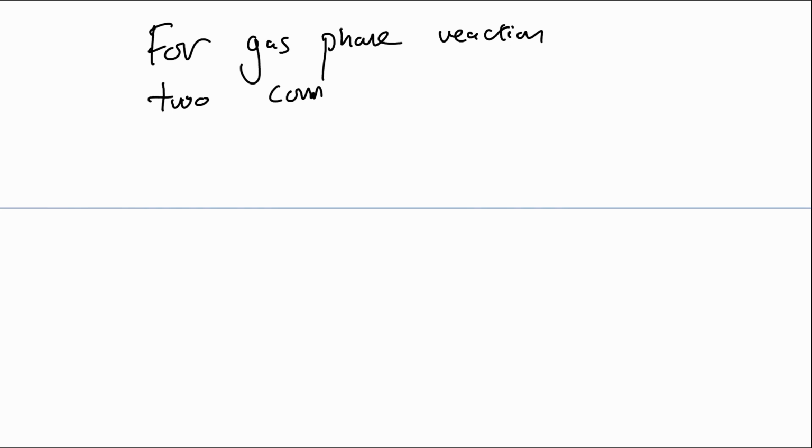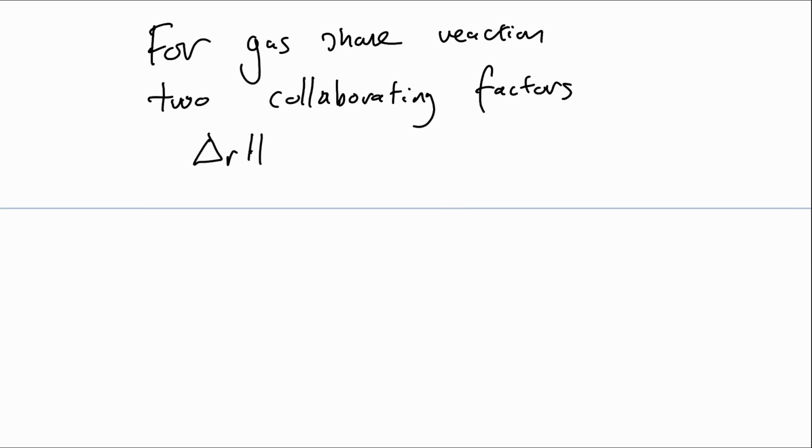Now, for this gas phase reaction, there are two, I don't want to say competing. Let's say two collaborating. Let's be positive, right? And not view everything as a battle, social Darwinism. We'll say two collaborating factors, two ingredients working together to determine how happily this thing will come to equilibrium. We have the enthalpy, and we have the entropy, right?